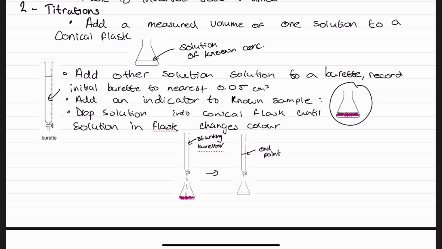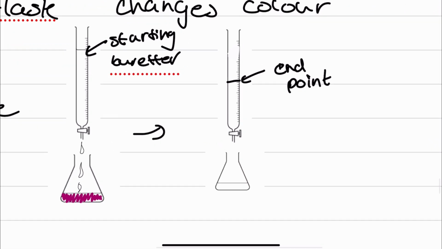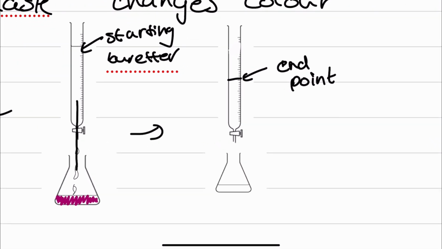The thing to note is that a quick trial is usually done for an approximate titer. This means that when we run this initially, we can just very quickly run a bunch of droplets into the conical flask just to get a rough idea as to where the titer would normally be, and therefore it makes the whole process of getting the readings much more simple.